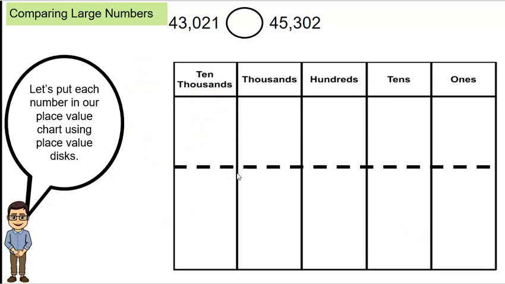So here's my place value chart right here. I'm going to once again divide it in half, so I have two different areas. One for our first number, 43,021. And I'm going to put my four 10,000s, or 40,000.